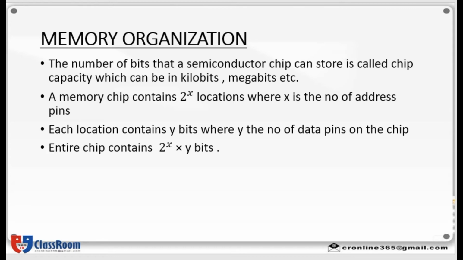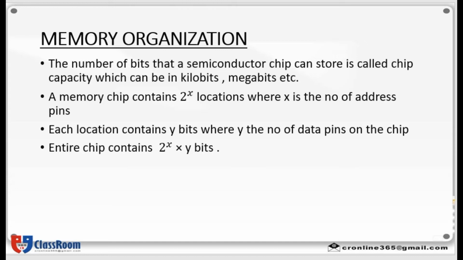First one, memory organization. Before that, you must know what is meant by a memory capacity. The number of bits that a semiconductor memory chip can store is called as chip capacity. It can be expressed in kilobits, megabits, etc.